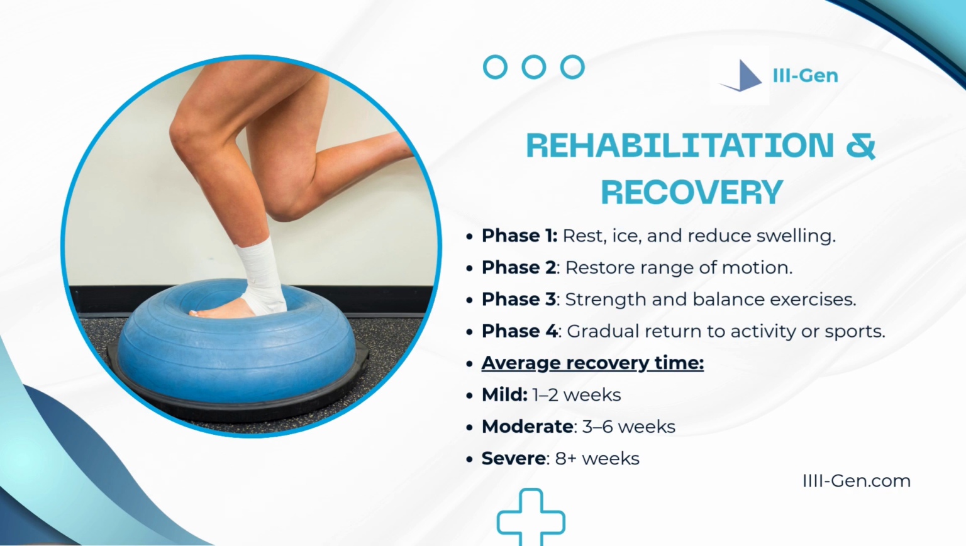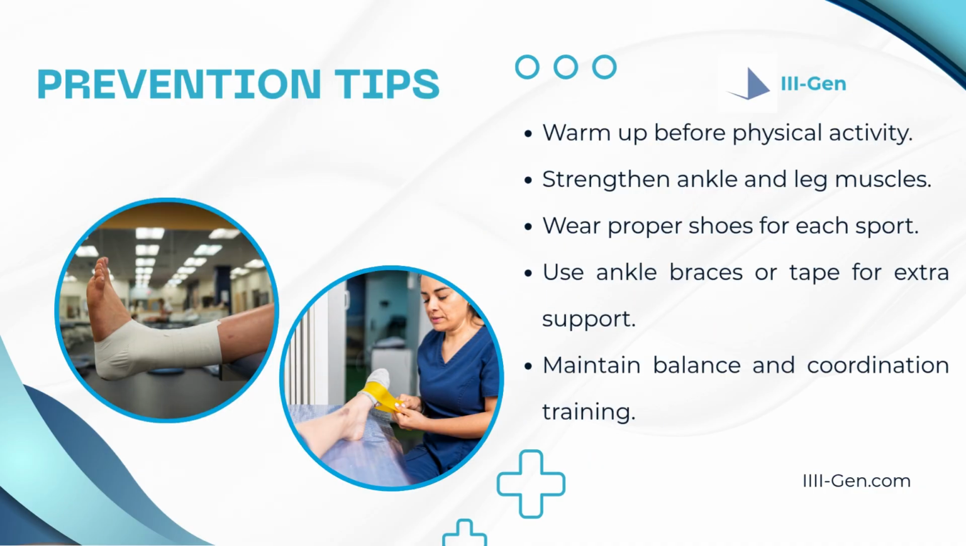Trying to be able to weight bear again, as well as build up those muscles that surround the ankle in order to be able to have stability, and then gradual return to activity or sports. There's some other stuff in between that we didn't really speak on just now, but there are some specifics that you have to get to before you get to the gradual return to sport. And the average recovery time, 1 to 2 weeks for a mild, moderate 3 to 6 weeks, and severe could be 8+ weeks. So it all depends on the nature of the ligaments involved.